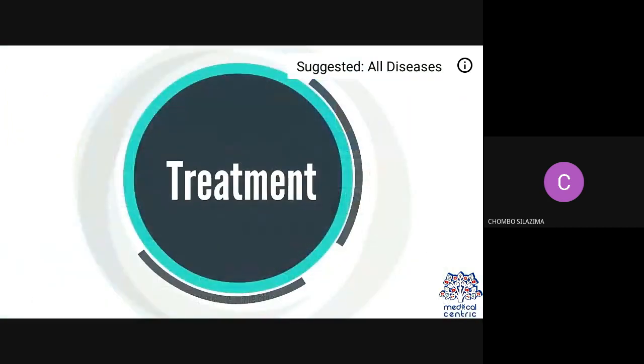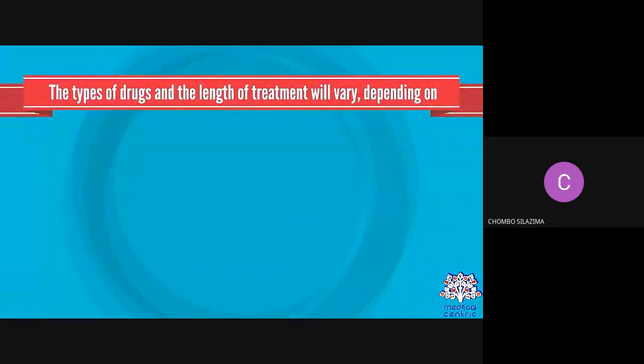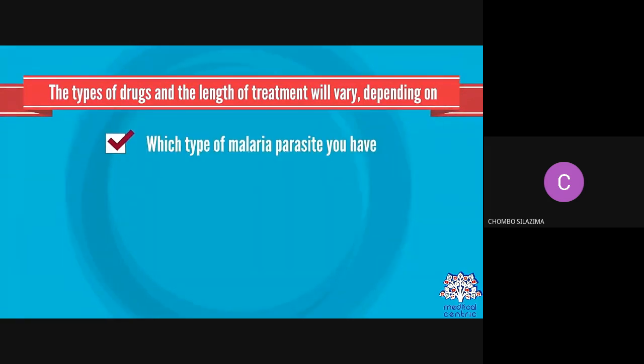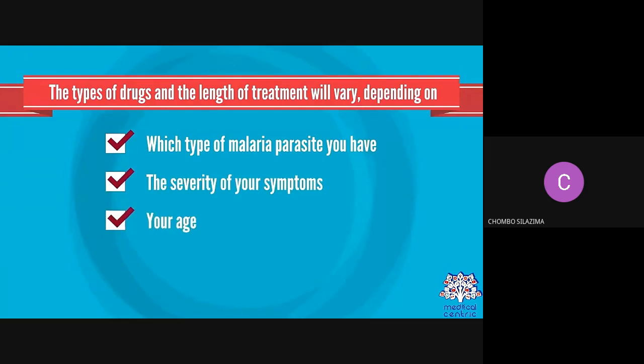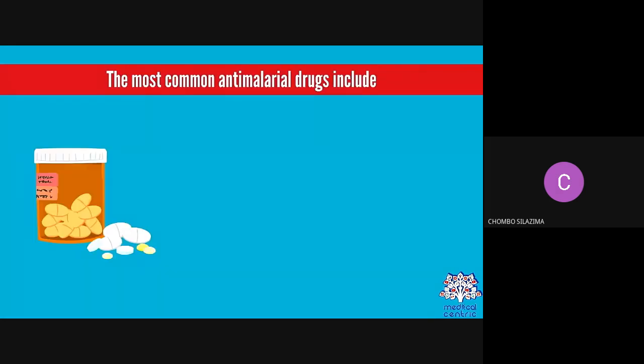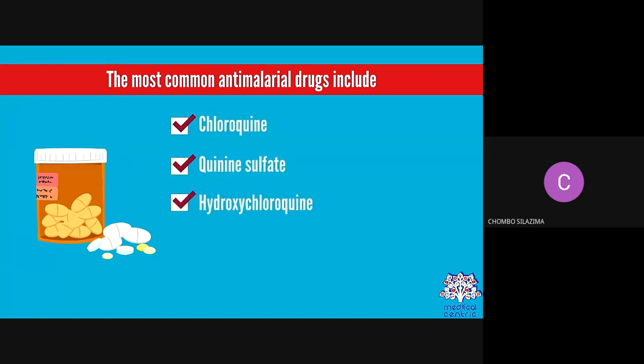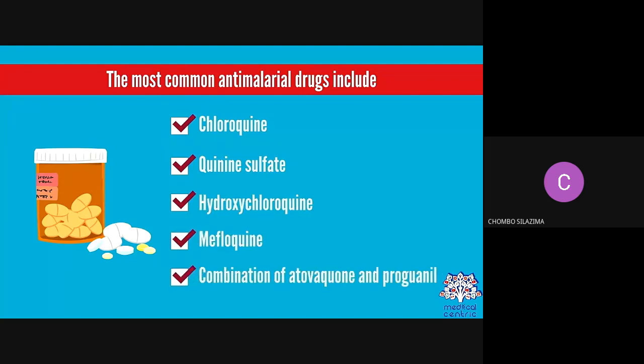Treatment. The types of drugs and the length of treatment will vary, depending on which type of malaria parasite you have, the severity of your symptoms, your age, whether you're pregnant. Medications. The most common antimalarial drugs include chloroquine, quinine sulfate, hydroxychloroquine, mefloquine, combination of atovaquone and proguanil.